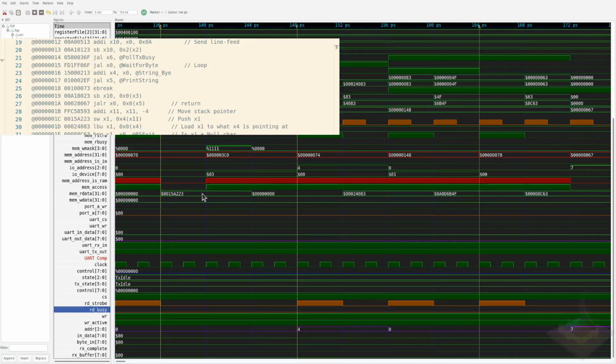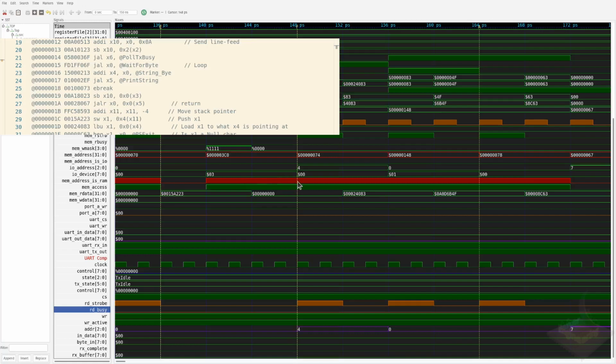Because it's a store word, we expect to see the mask have all the bits set to 1, because we're not storing a byte or a half word, we're storing a full word, which is all the bytes. So that's good. We're seeing exactly what we expect to. We also know that the address is in the RAM location, so that's good. If we come down here to the memory address, yeah, it's indicating that it's RAM, so it went high. So that's good.